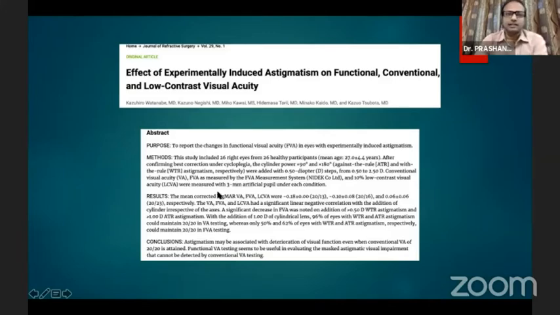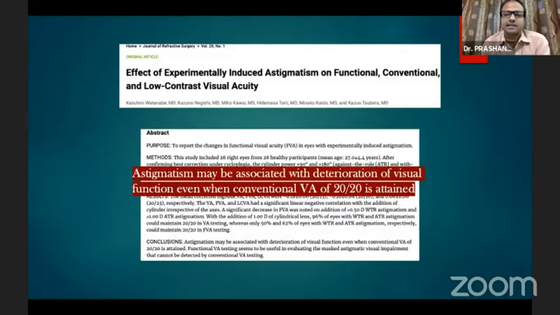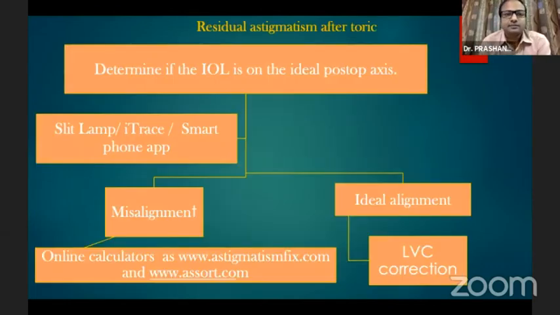So this is a publication by Kazuhiro. They have shown how experimentally induced astigmatism can affect functional vision and low contrast vision, as compared to conventional vision. Conventional vision is the vision that we check with Snellen's chart. So even if the patient has a vision of 6/6 with an astigmatism of 0.5, the functional vision can be severely affected, and also the low contrast vision.